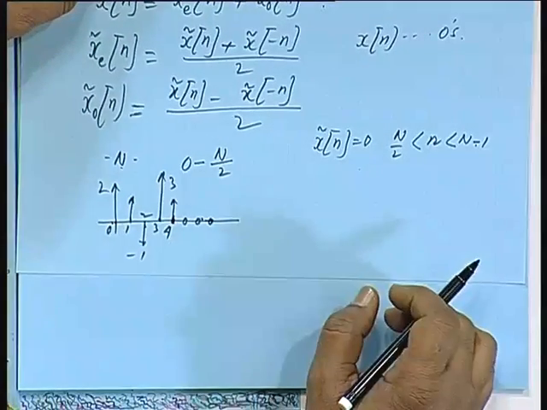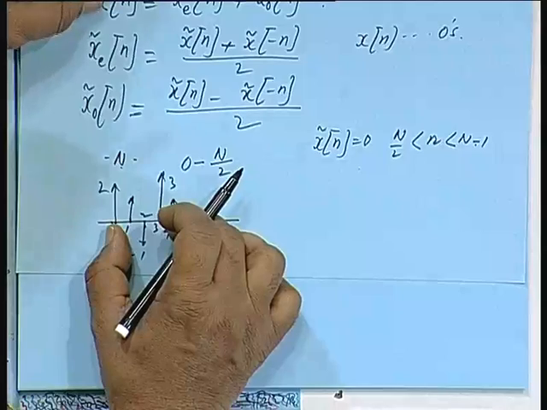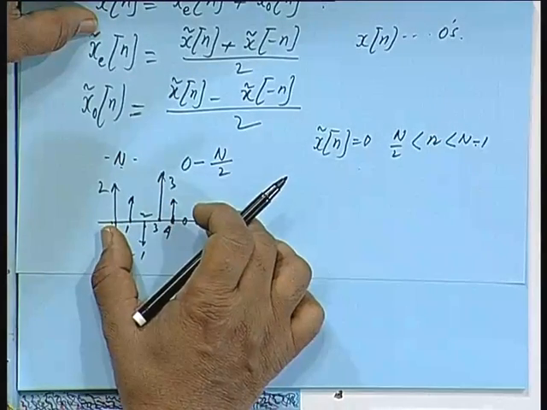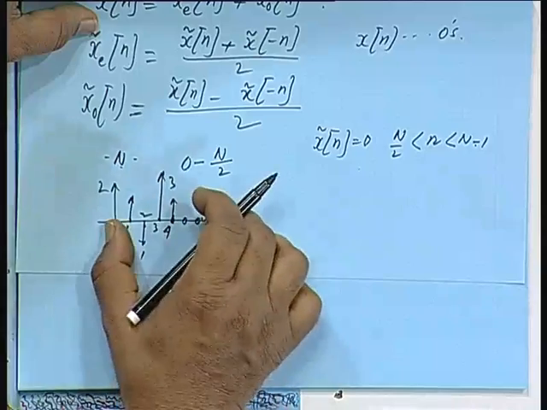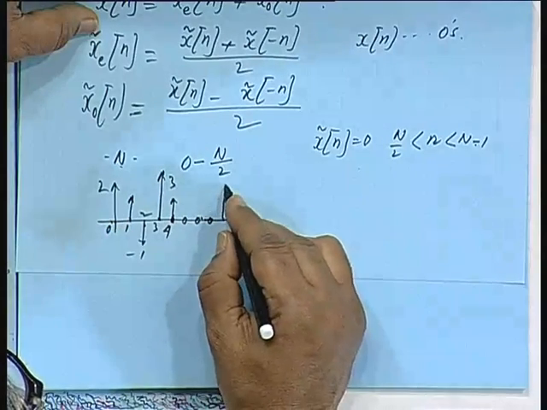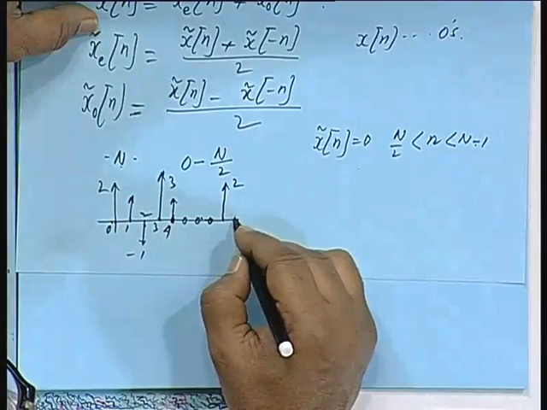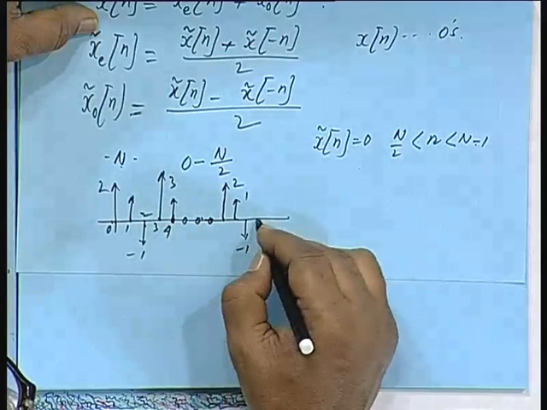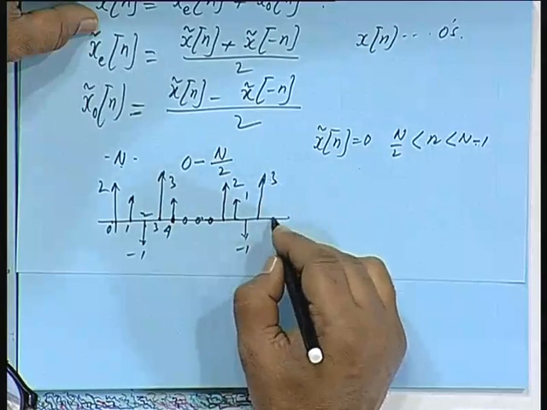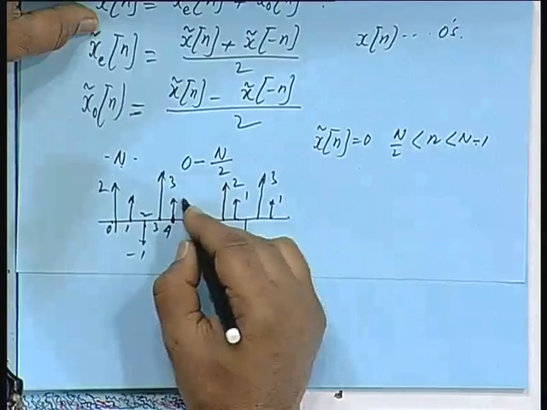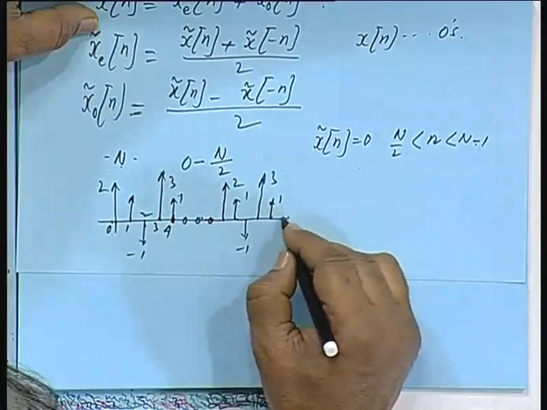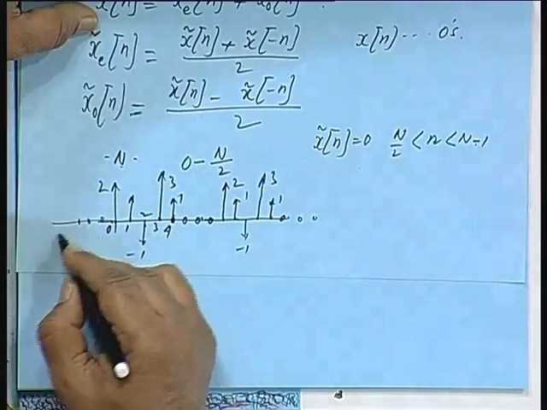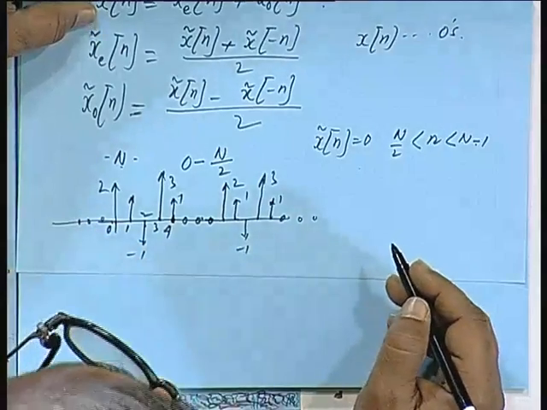This is our 1 period. If this is the sequence given, then we create an artificial sequence with padded zeros, and this is 1 period. Now, this keeps on repeating: 2, 1, minus 1, 3, and then again 1, this is 1 set, and so on, again zeros. Similarly, on this side zeros and so on. Okay.